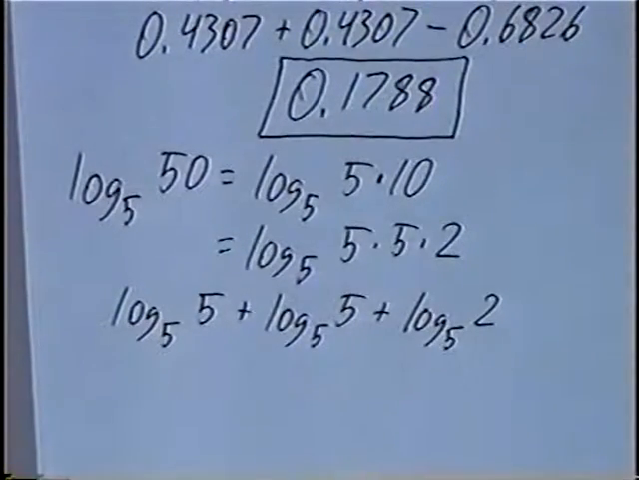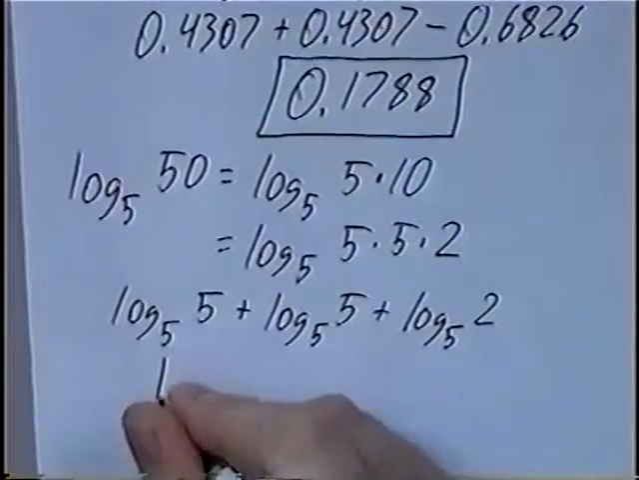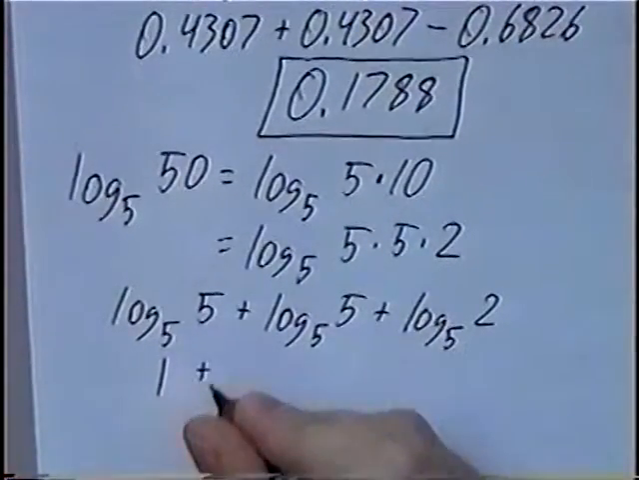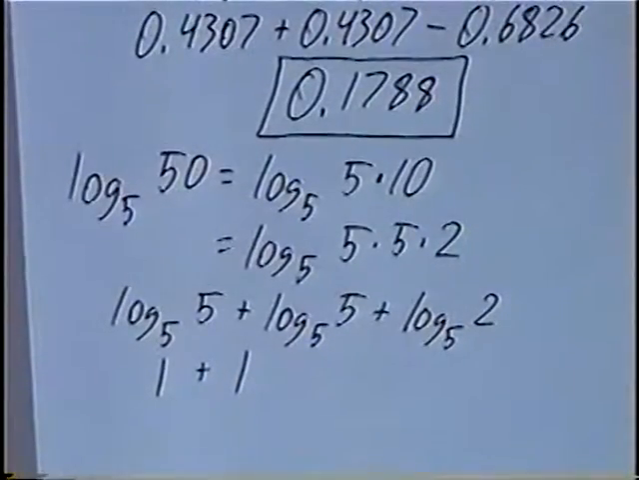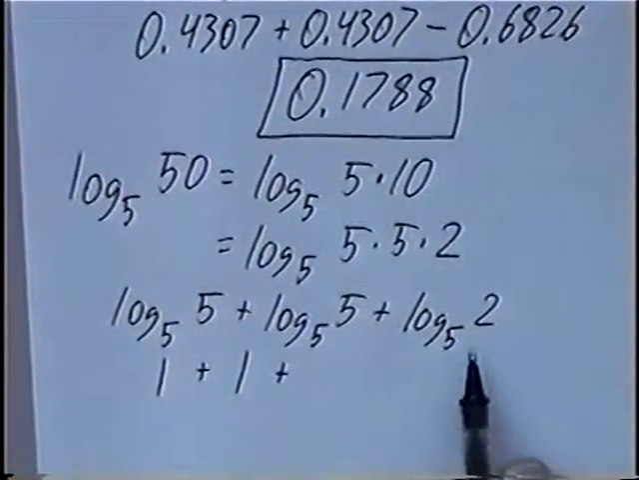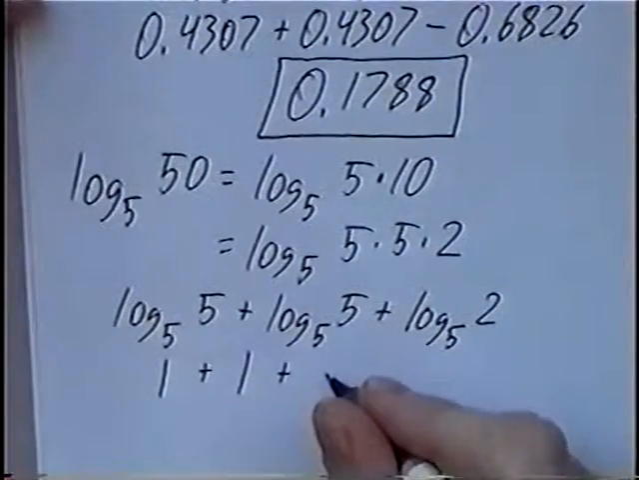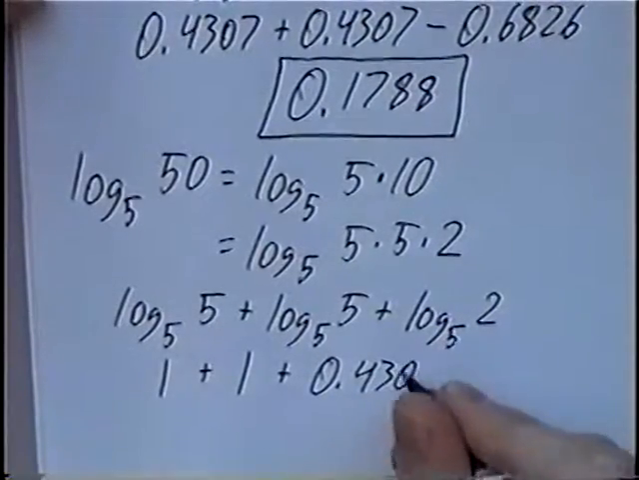But looking back at the properties that we wrote at the beginning of the section, if you have the same number and the same base, this is equal to 1. So log 5 base 5 is equal to 1, and the second log is the same. Log 5 base 5 is equal to 1. The third log, again, the original decimal for log 2 base 5 was approximately 0.4307.